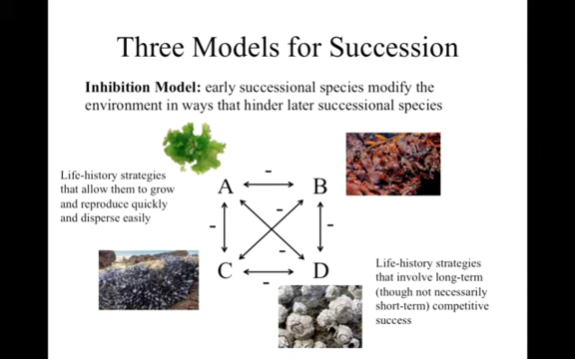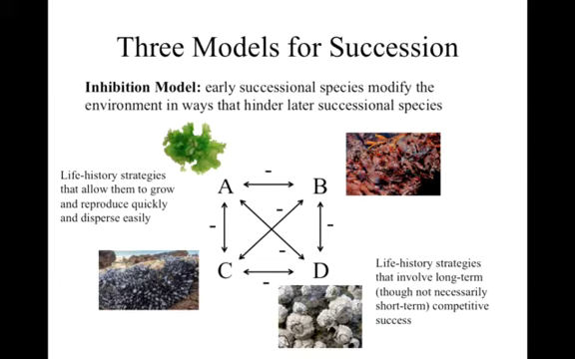So in this particular model, your early colonists have life history strategies, again, that allow them to reproduce quickly and disperse easily, kind of like in the tolerance model, but the difference is in the inhibition model, they're kind of preventing everything else from coming in, and it's sort of these random events that make the spaces, not so much that the other things coming in are sort of following a trajectory. And then your later colonists have life history strategies that involve sort of long-term competitive success. They're better at out-competing the other stuff, not necessarily short-term competitive success.